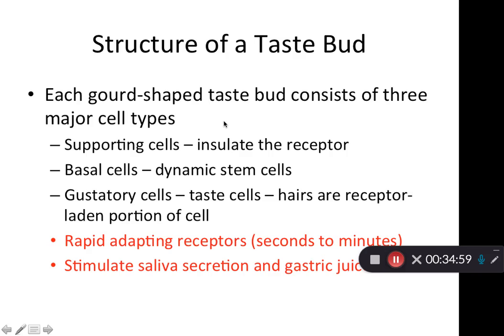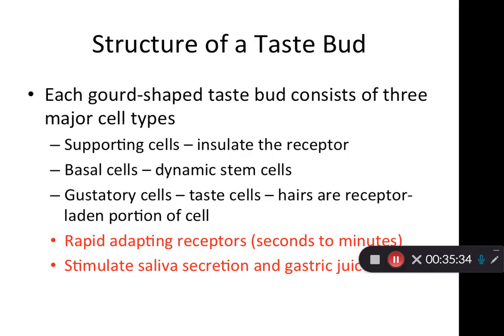So the basic structure and the functional structure for the taste is called a taste bud. Each taste bud actually consists of three cells. These three cells are the supporting cells. The supporting cells insulate the receptor. And the basal cells. Basal cells are like the stem cells.